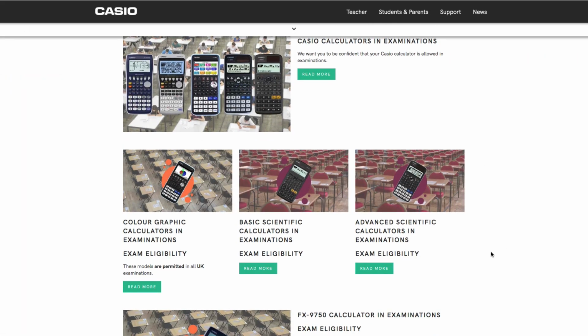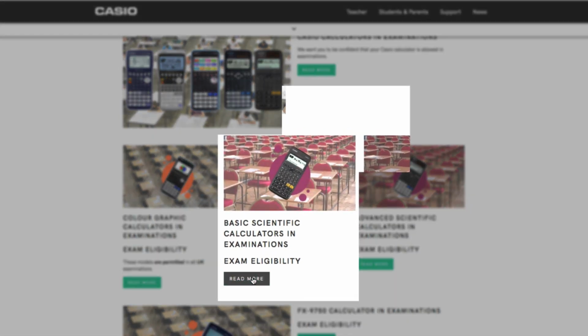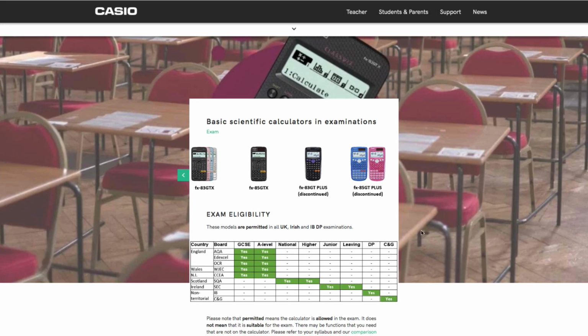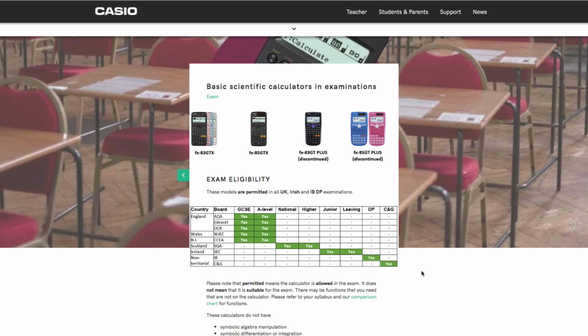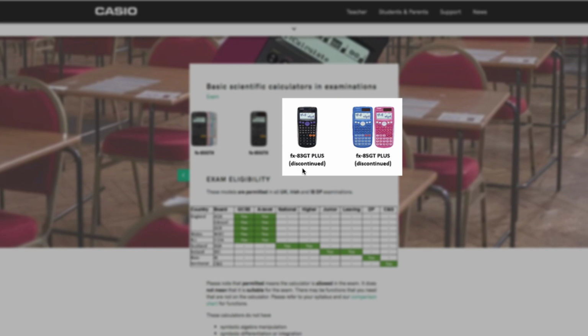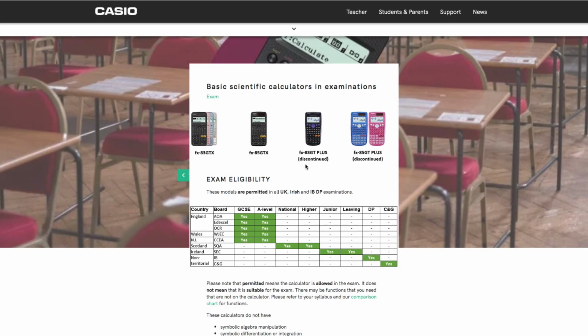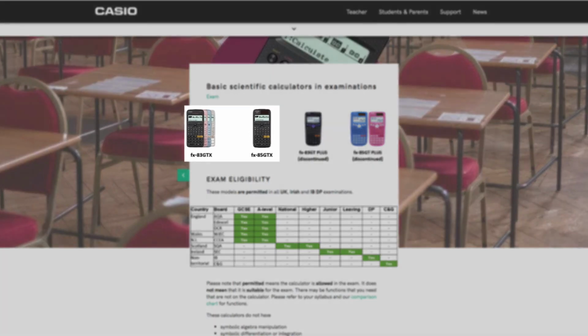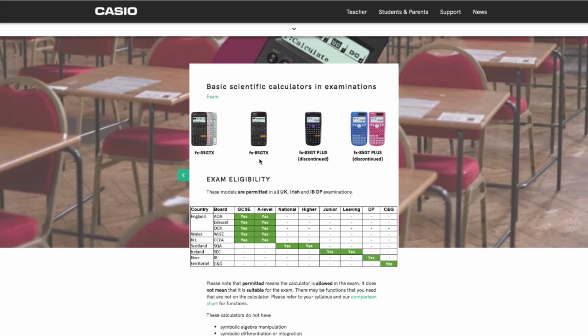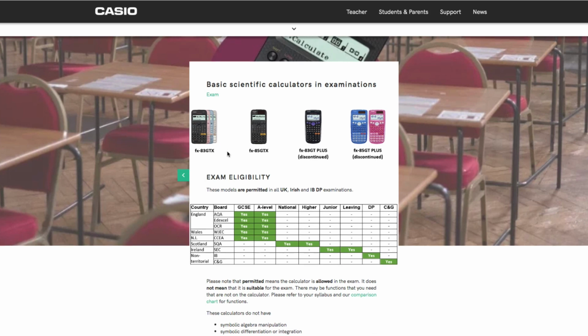Let's just go back and take a look at the other calculators that are part of this list there. So let's read more about basic scientific calculators. Well, you can see here that they're clearly allowed in all of the exams that we have in the UK and Ireland here. What calculators does this cover? Well, you might be familiar certainly with these two here. The FX83 or 85 GT Plus, these have now been discontinued and replaced with the equivalent ClassWiz versions of these, the FX83 and 85 GTX.